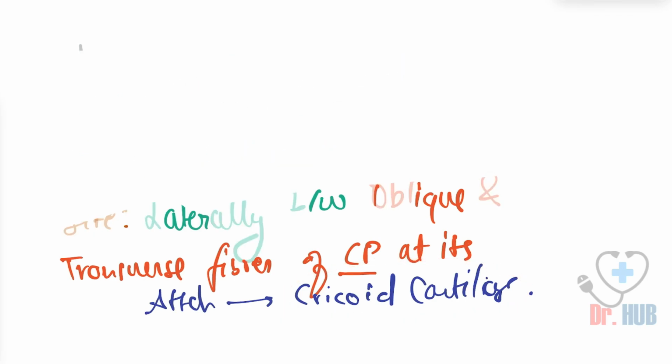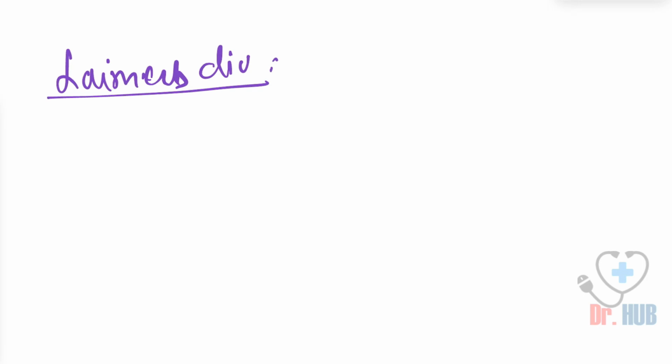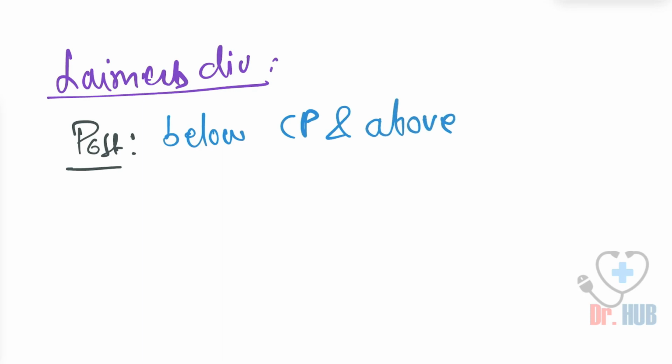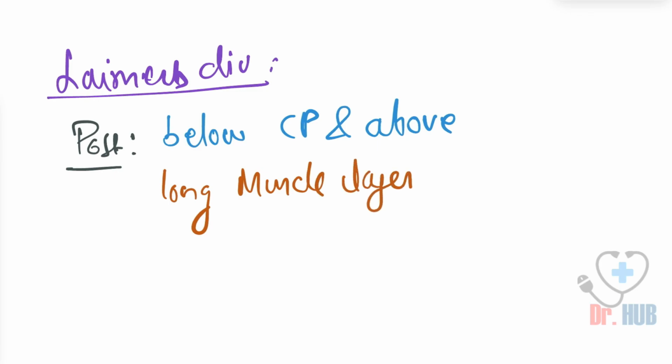After this we'll be answering our question. The one question we asked was, what is the site of the Lamner's diverticulum? It lies posteriorly, below the cricopharyngeus and above the longitudinal muscle layer of the esophagus.